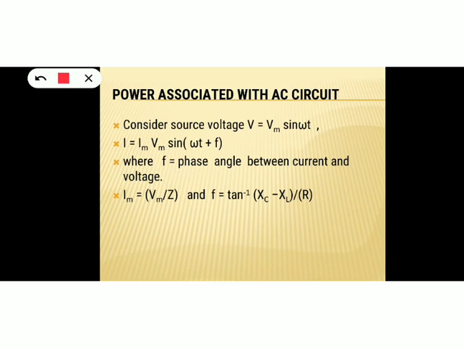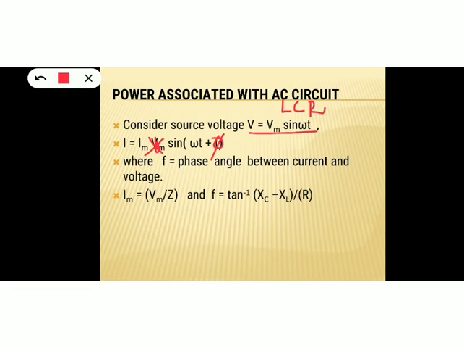Next we can discuss the power associated with an LCR circuit. AC circuit means LCR AC circuit. So consider the source voltage. Source voltage is V equal to Vm sin omega t. Then the expression for current is I equal to Im sin(omega t plus phi).